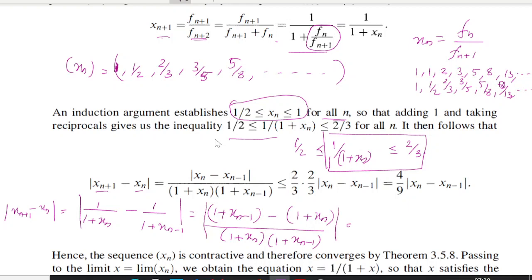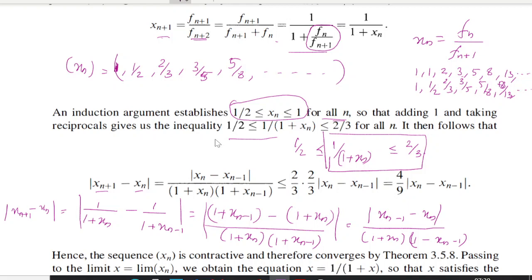Now 1 plus xn values are going to be positive, so you can take this as the modulus of, expanding this, you'll get the modulus of xn minus 1 minus xn. So when you're taking the modulus, you can go in another way also, xn minus 1, right? Divided by, I will get 1 plus xn into 1 plus xn minus 1.